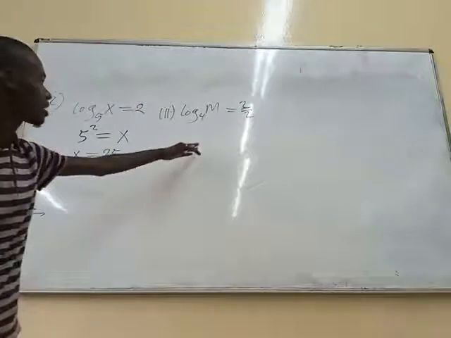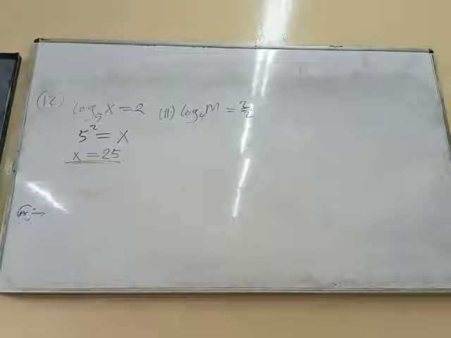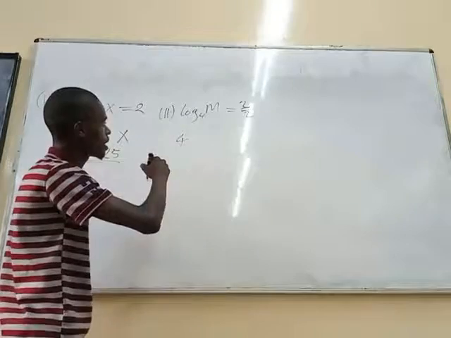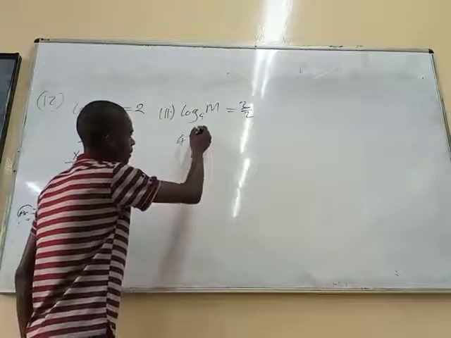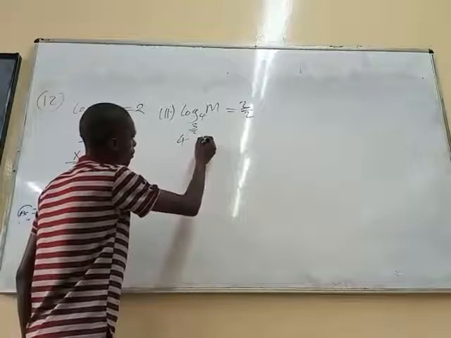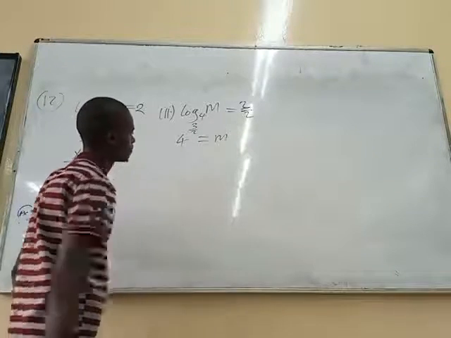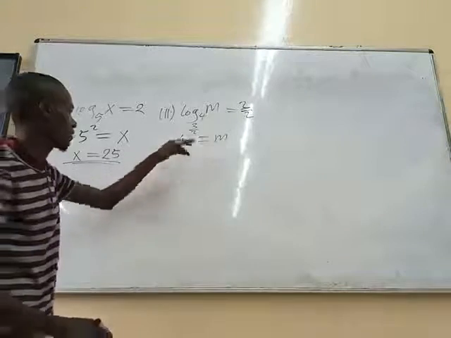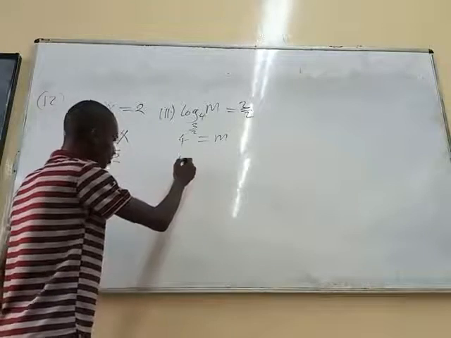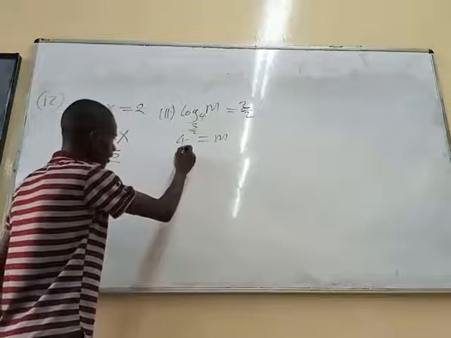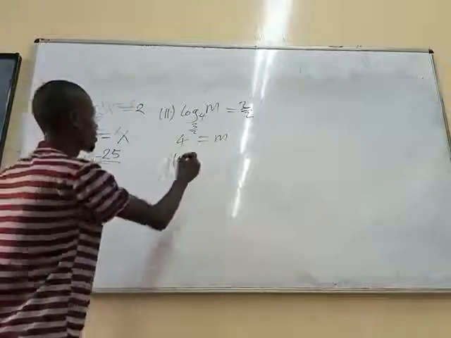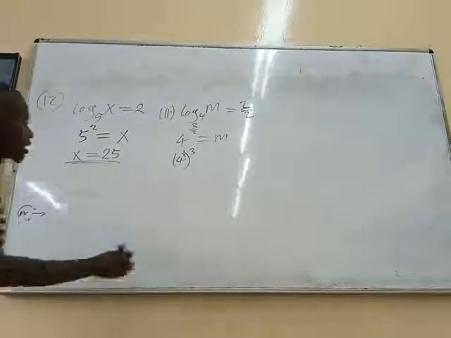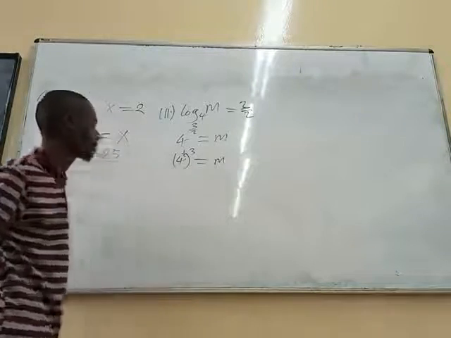This question and the previous one, I don't see any difference. They are all in the same format, so you do the same. 4 will still remain as our base, and then the power will be this part here, which is 3 over 2, and then there you put your m. We all know this can be written as 4 raised to power half, and then we have the 3 outside here. I've just factored out the 3, and I'll put this m this side.